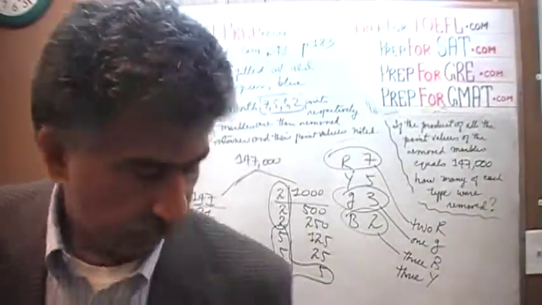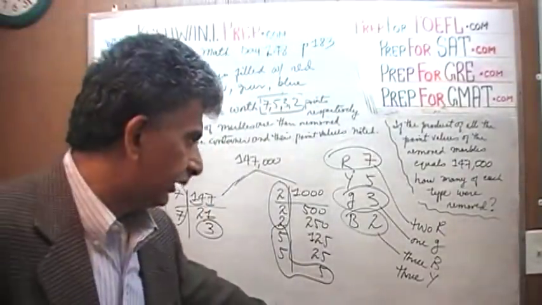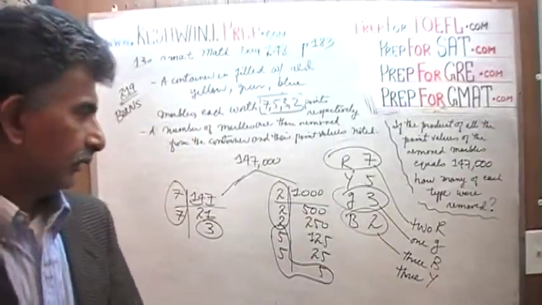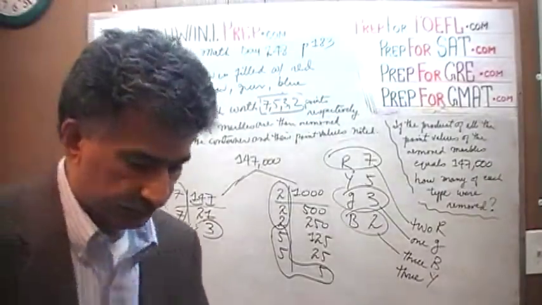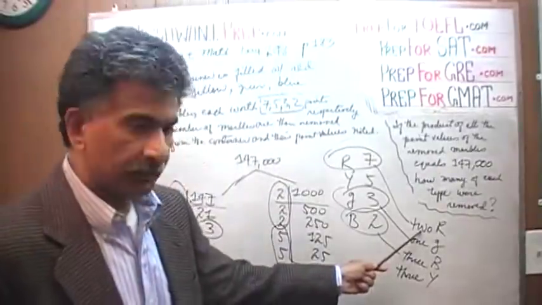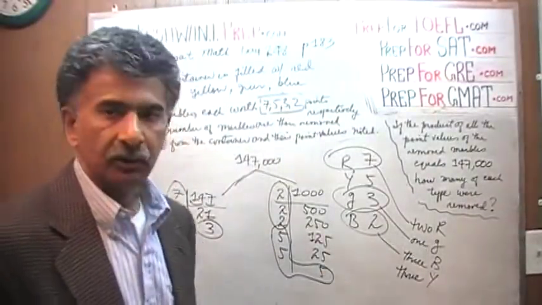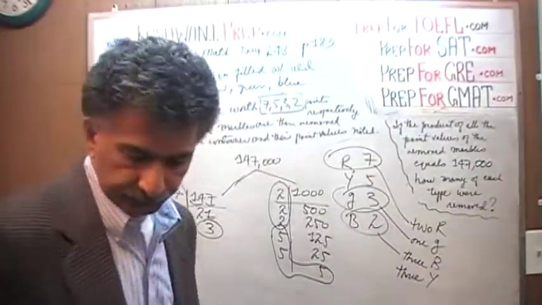So the question was, how many marbles of each color did we remove? The answer is we must have removed 2 red marbles, 1 green marble, 3 blue marbles and 3 yellow marbles. That's all there is. That's it.